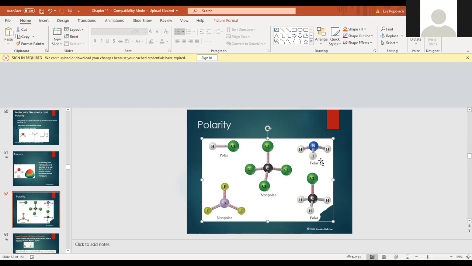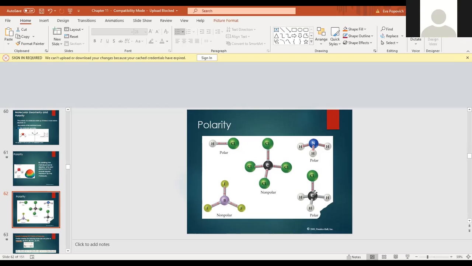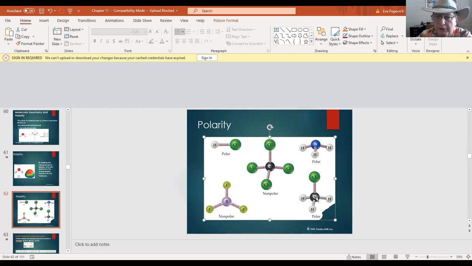Okay. Gabe. Yeah. How about chloromethane? Does this have polar bonds in it? Yes. Yep, because chlorine is more electronegative than carbon. All right. So it satisfies the first rule. How about the second? Is this symmetrical? No. So it is asymmetrical, has polar bonds. It's going to be polar. Polar.